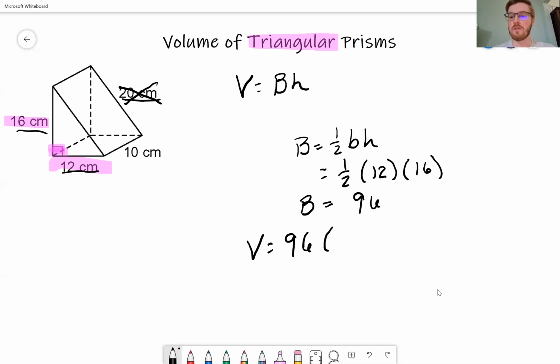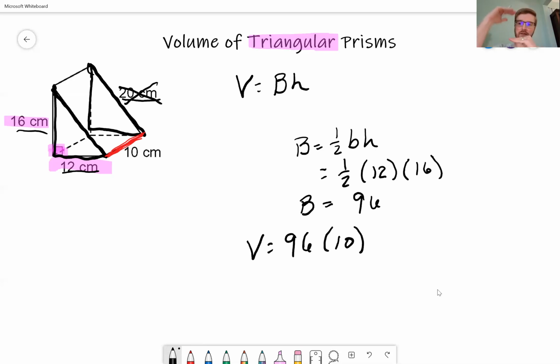Now the height of the figure is the distance between the 2 triangular bases. So we want to know what's the distance between that triangle and that triangle. Well, if I look, I've got that given to me right here with that line. So that means the height of this figure is 10 centimeters. Even though it's laying down, it doesn't look like it's standing up, that 10 centimeters is the height. It's not the 16 centimeters. That was the height of the triangle.